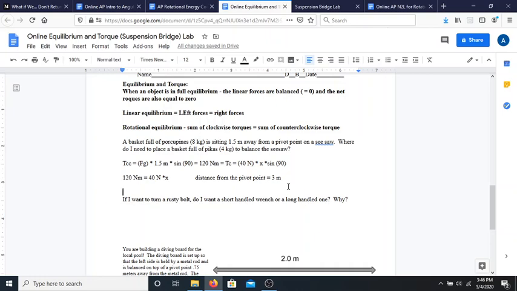What's rather interesting is that as long as you have a long enough lever, you can pretty much balance just about anything, regardless of the mass difference. That leads nicely into the next question. If I want to turn a rusty bolt, do I want a short-handled wrench or a long-handled wrench? Take a second to think about it.